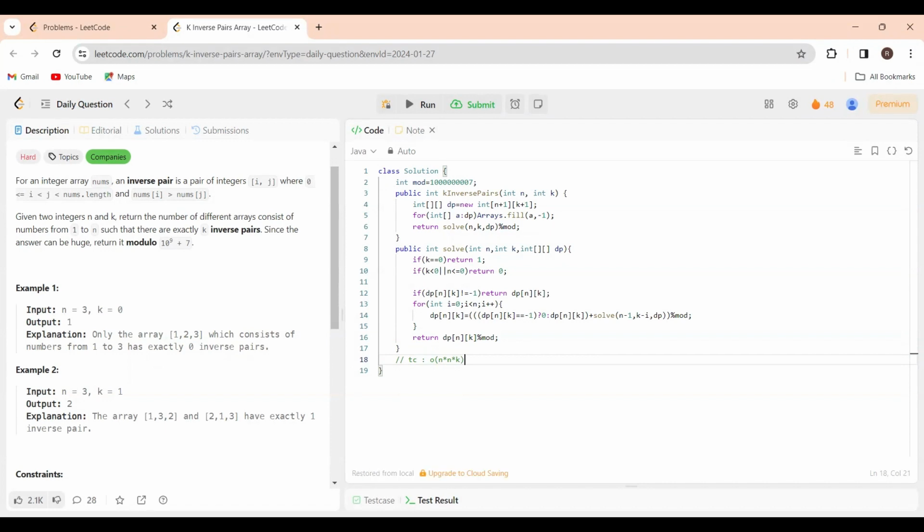Why? Because we are using a 2D DP, and for every iteration we are performing a big O of n operation here, right? So for performing that big O of n operation, we need to add that into the states also. So for every iteration we are doing big O of n, right? So n square into n, that will be the time complexity here. And coming to the space complexity, the space complexity will be n into k.